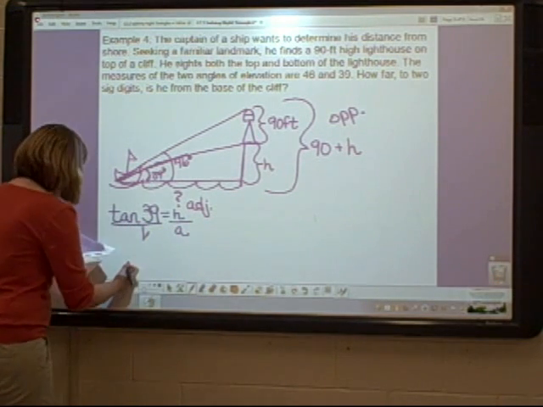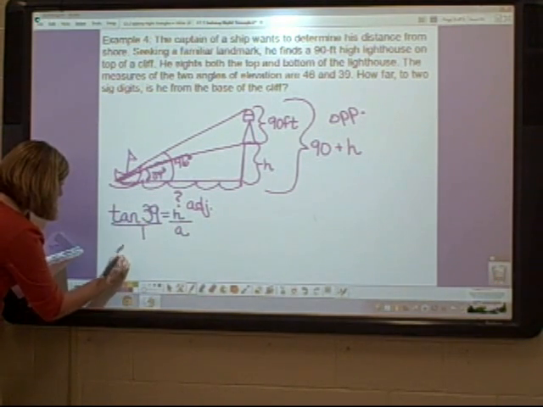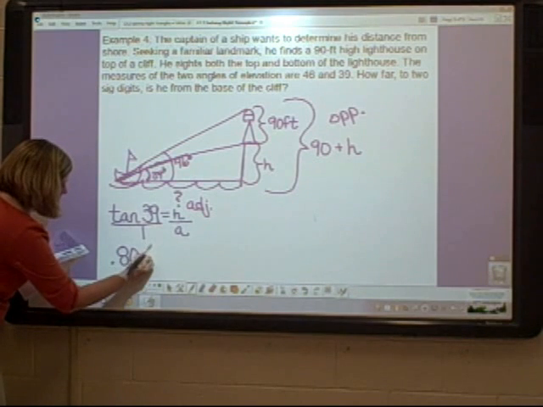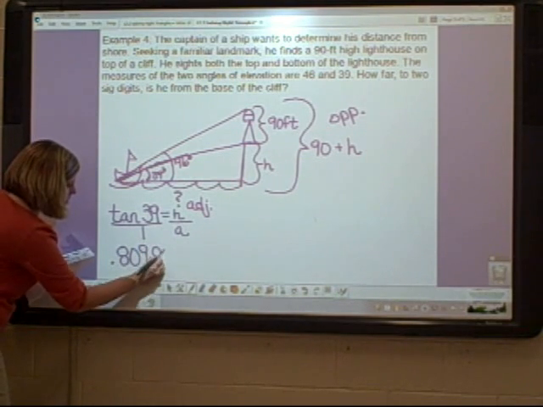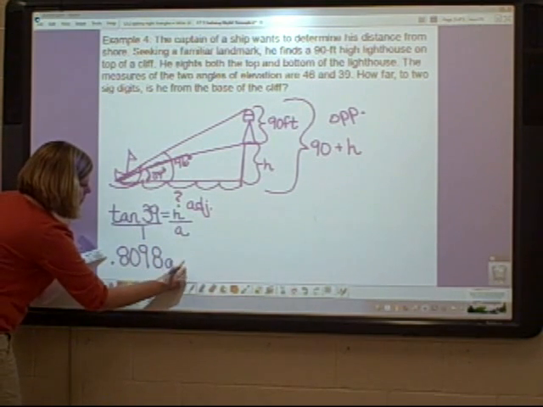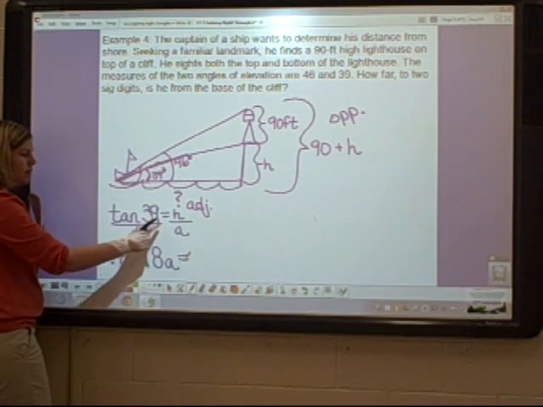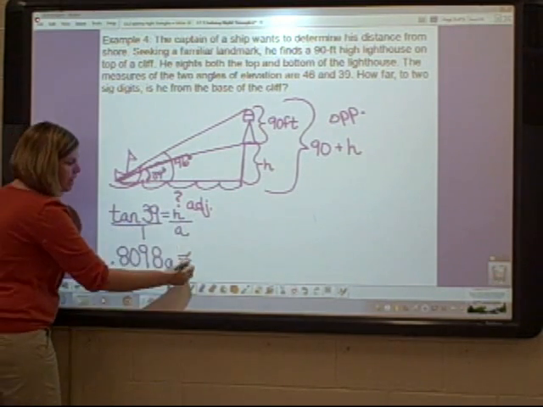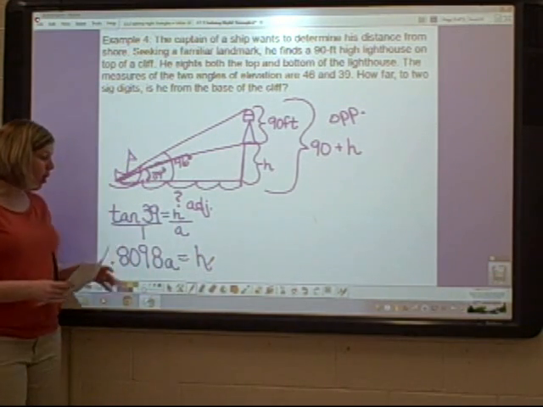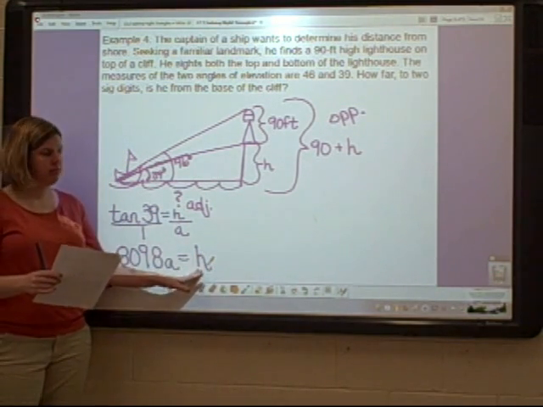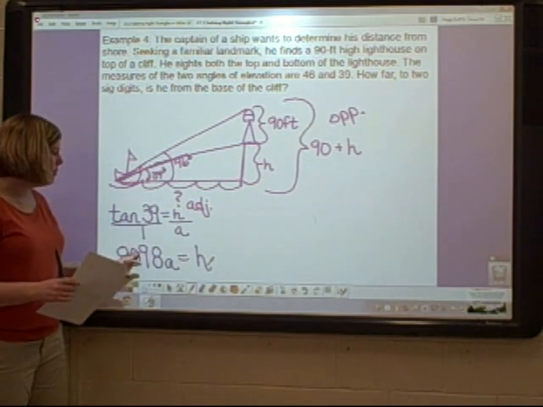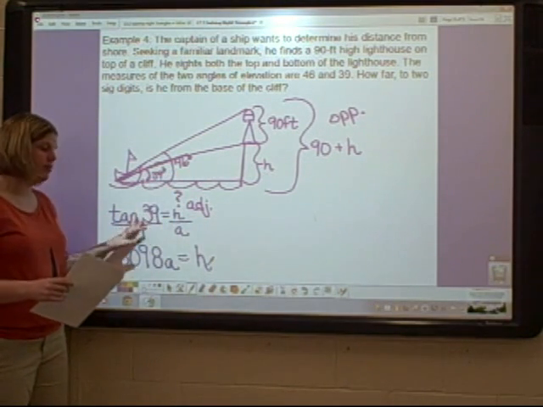And I get 0.8098 times a equals 1 times h is just h. So that's all I can do so far. In a minute we'll get to do more. But for the 39-degree angle, this is all we can do.